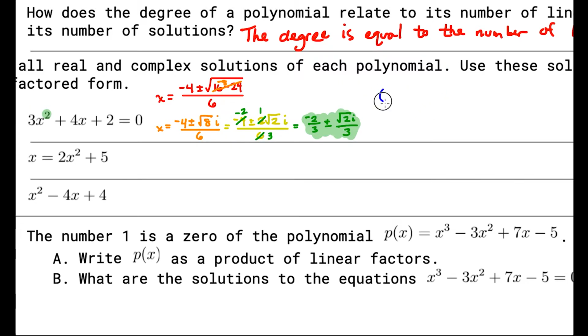It's just going to be x minus negative 2/3 plus root 2i over 3 times x minus negative 2/3 minus the square root of 2i over 3, okay? Equal to 0. The one thing that this needs that it's missing right now is that leading coefficient of a 3, so you do have to put a 3 in front of there, otherwise you're just going to end up with an x squared there and it'll be off by a factor of 3. Okay, so that's the factored form of this one.